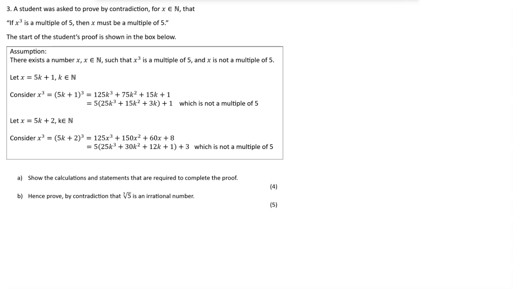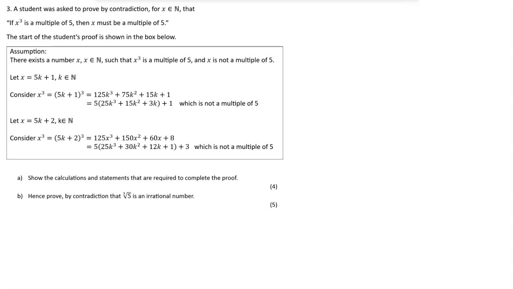So this is one of these cases where it's partly been done because it would be quite time consuming to do all of this, and by doing 5k plus 1 and 5k plus 2, it should save ourselves a bit of time. So what we're doing here is a mix of contradiction and exhaustion. So we're assuming that x is not a multiple of 5.